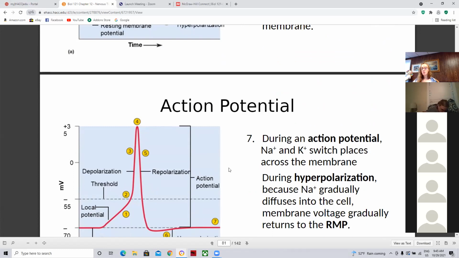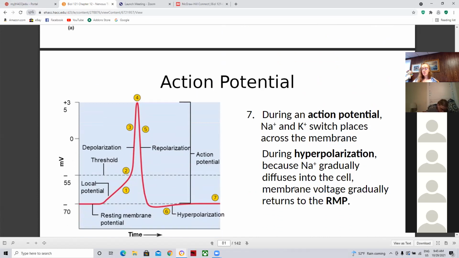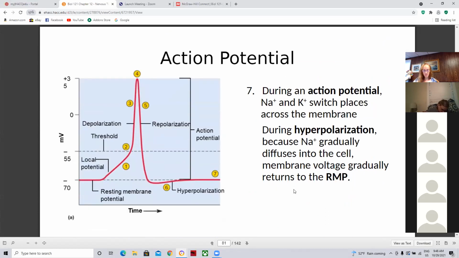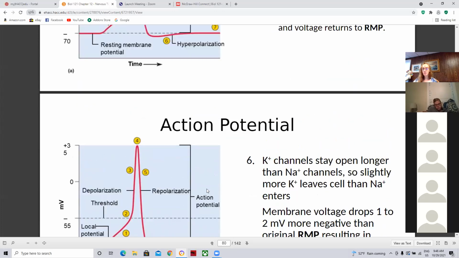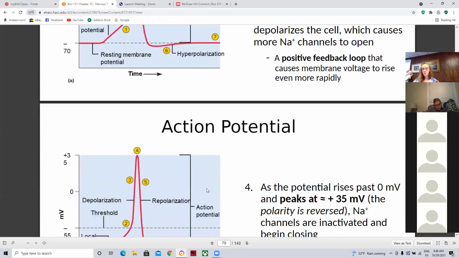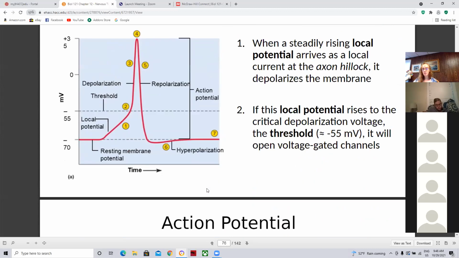During the action potential, the sodium and the potassium are switching places across the membrane because they're diffusing. During the hyperpolarization, because the sodium is gradually diffusing into the cell, the membrane voltage is gradually going to return to the resting membrane potential, right here. I know that was fairly quick and there were a lot of steps. I'm going to go through it again, a little faster, but I want you to understand the sequence here.